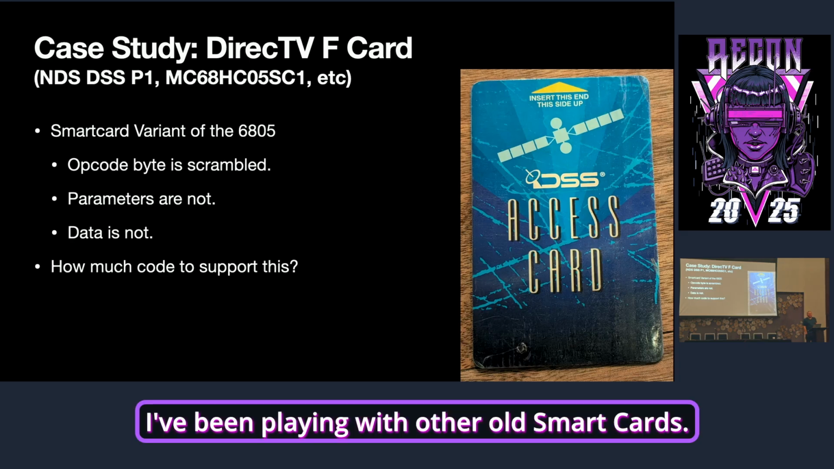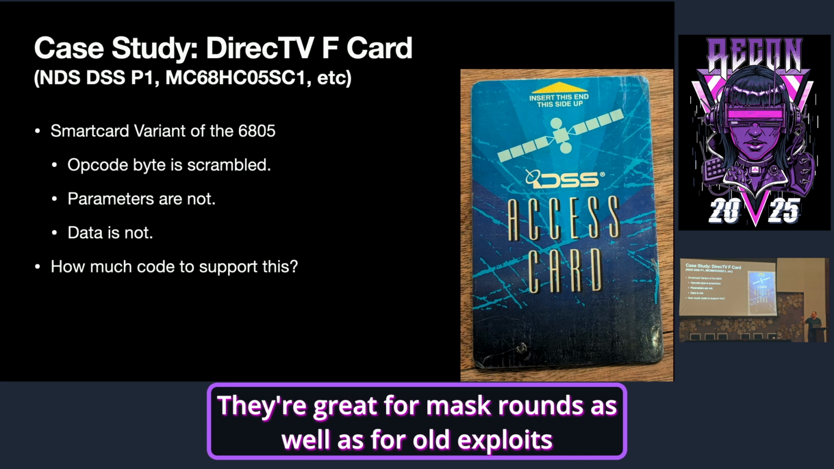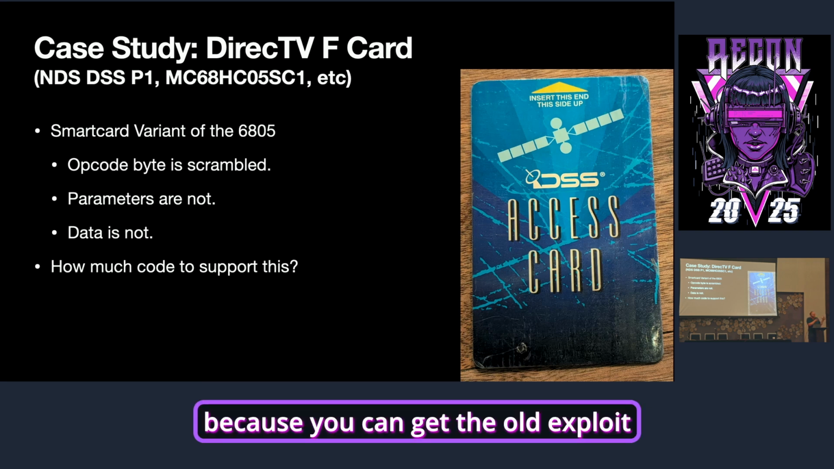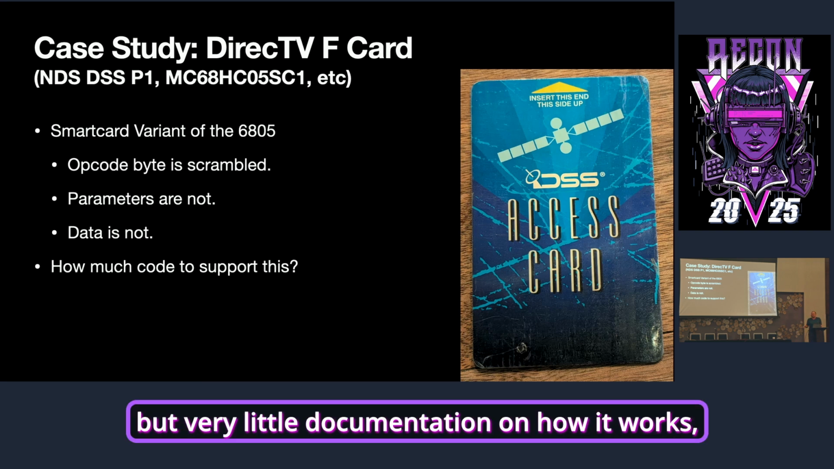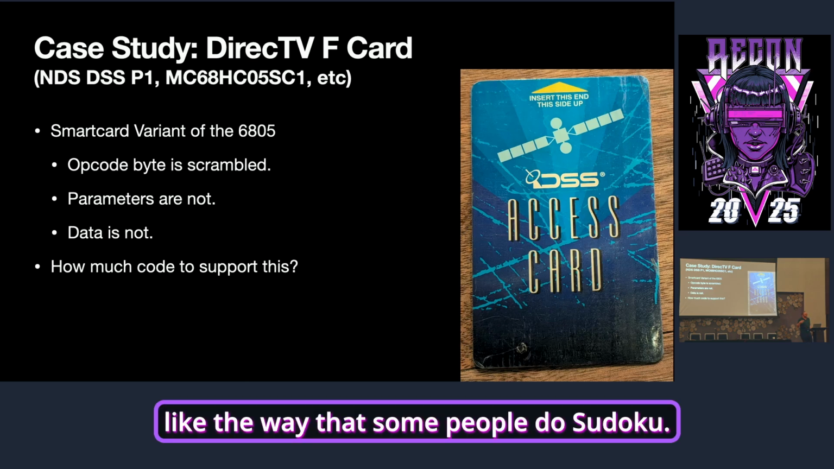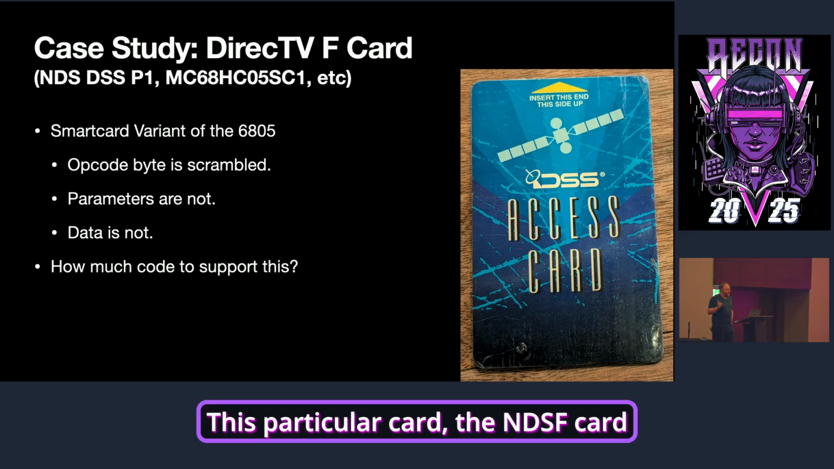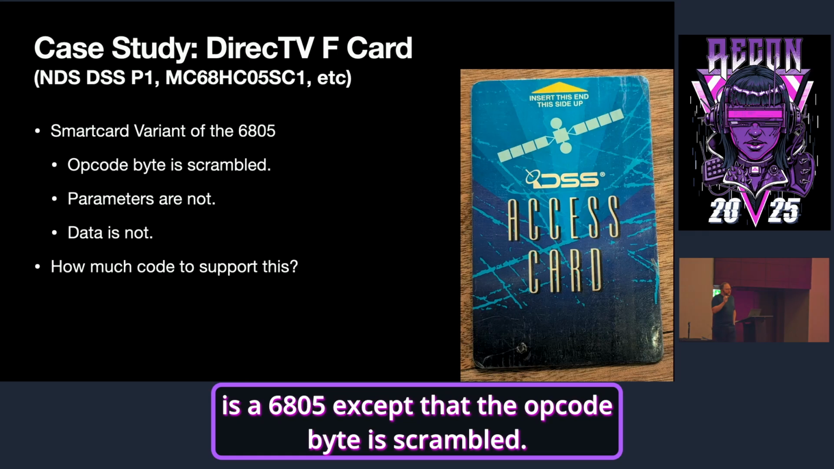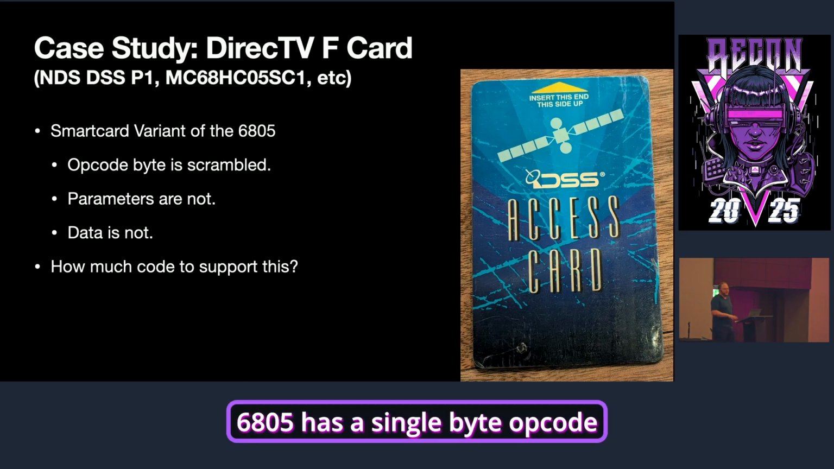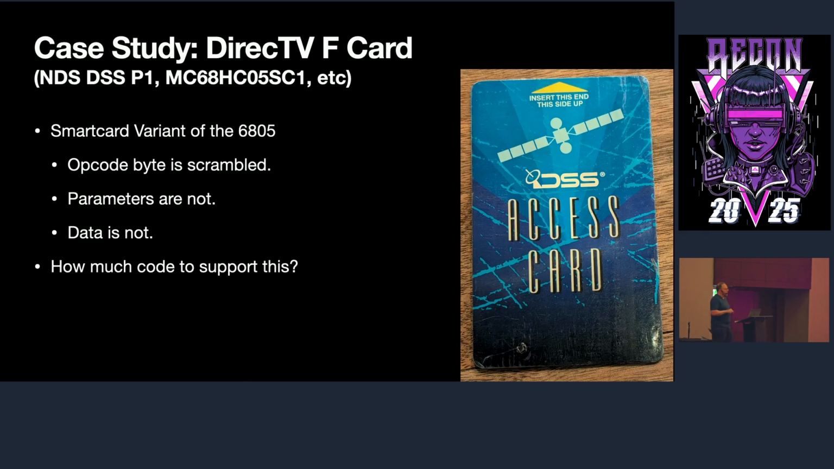I've been playing with other old smart cards. They're great for mask ROMs as well as for old exploits, because you can get the old exploit, but very little documentation on how it works, disassemble it, and have fun, the way that some people do Sudoku. This particular card, the NDS-F card, is 6805, except that the opcode byte is scrambled. 6805 has a single byte opcode, and it is always the very first byte. The parameters are not scrambled.